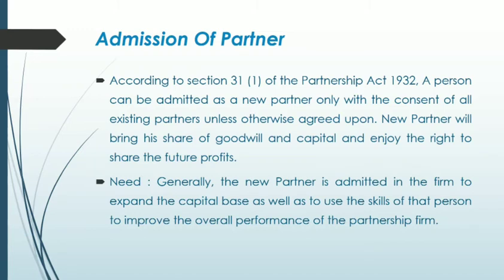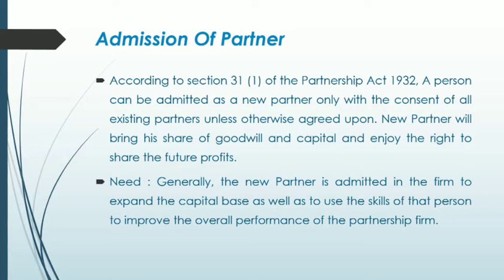Now we'll see the admission of partner in detail. According to section 31 subsection 1 of the Partnership Act 1932, a person can be admitted as a new partner only with the consent of all existing partners unless otherwise agreed upon. So here old partners agree to take the new partner into the partnership firm. The new partner will bring his share of goodwill and capital and enjoy the right to share the future profit. Here goodwill is the future expected profit which is brought by the new partner and shared with the old partners.